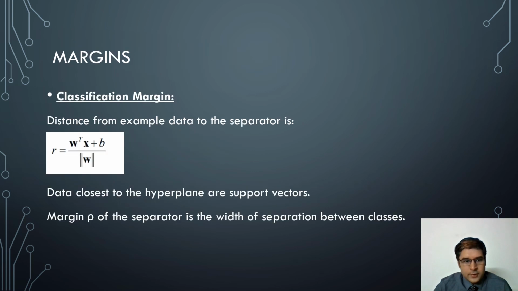Now we discuss margins. First one is classification margin. The distance from an example data point to the separator is r equals w transpose x plus b divided by the modulus of w, where x is the training data. Data closest to the hyperplane are support vectors, as we have discussed earlier. The margin rho of the separator is the width of the separation between classes. So rho is the separation width between classes.